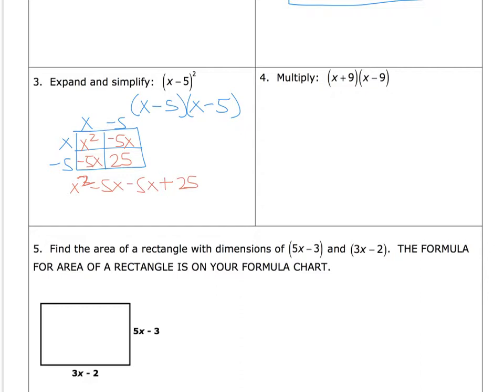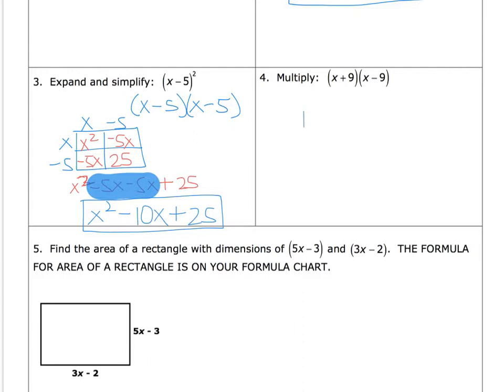We can combine like terms, so we're going to combine these 2 like terms that are in the middle. Okay, so I end up with x squared in the front, but then a minus 10x in the middle, and then that plus 25 at the end. And that's it.